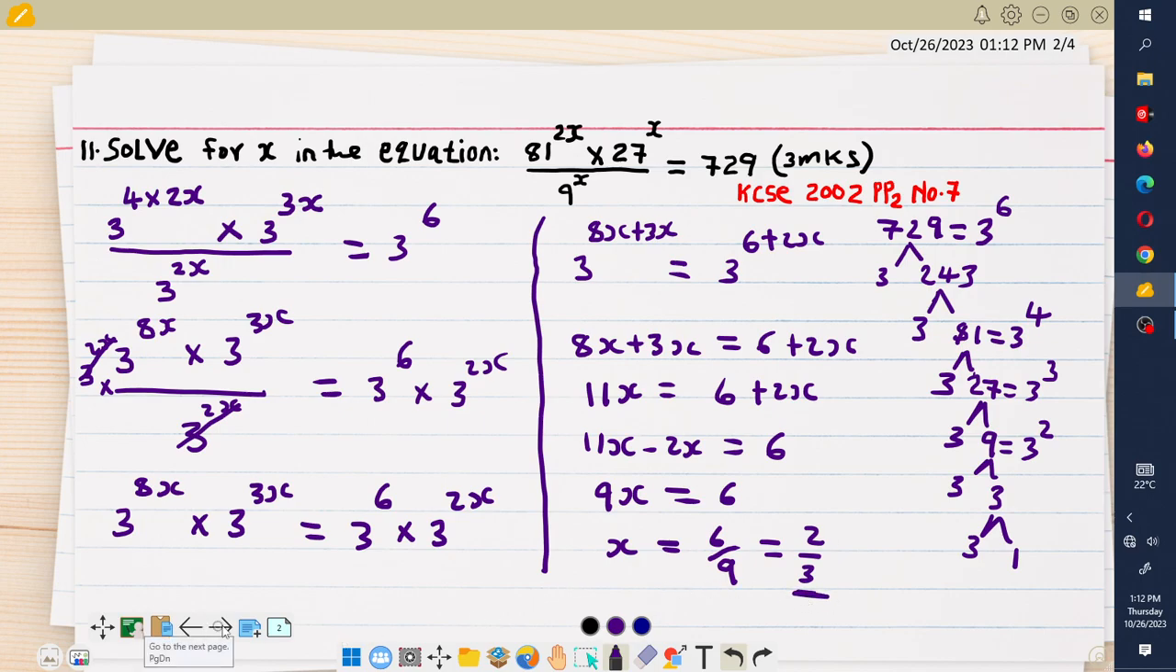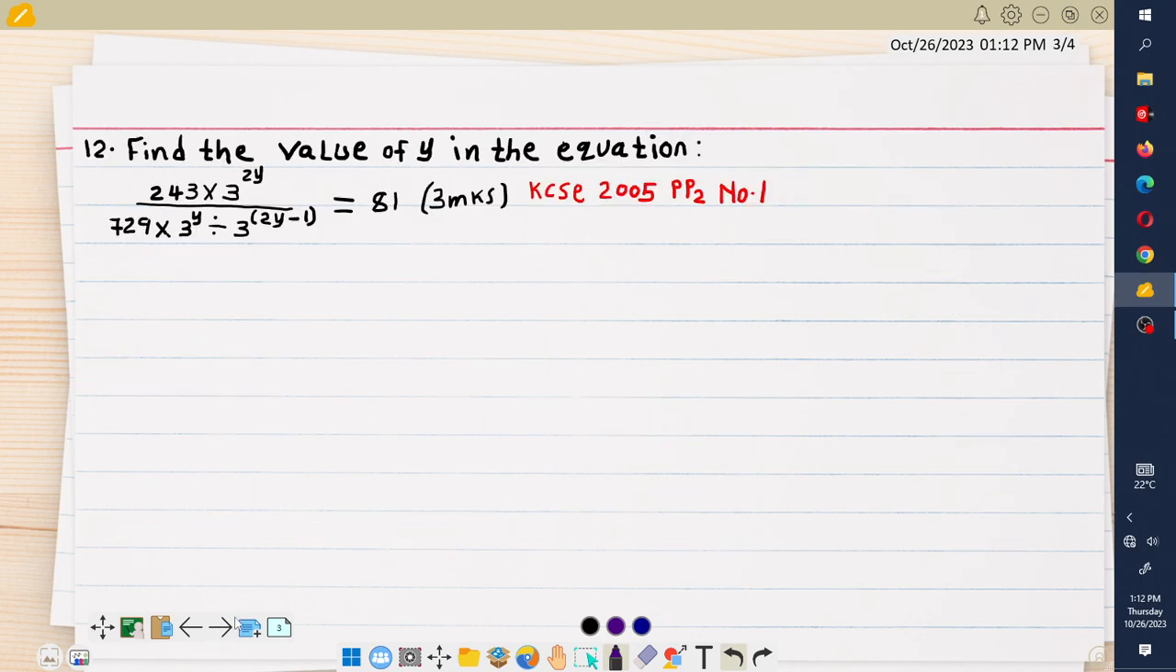Then we look at our 12th example, which is also a past cases question done in 2005 paper 2 question number 1. It reads: find the value of y in the equation 243 times 3 power 2y, divided by 729 by 3 power y, then divided by 3 to the power of 2y minus 1, is equal to 81. Similarly, I'm going to start by expressing these to base 3, because 81, 243 and 729 can all be written to a base of 3.